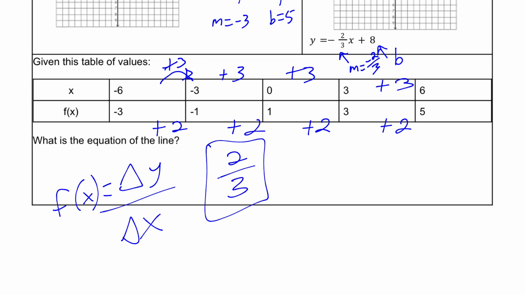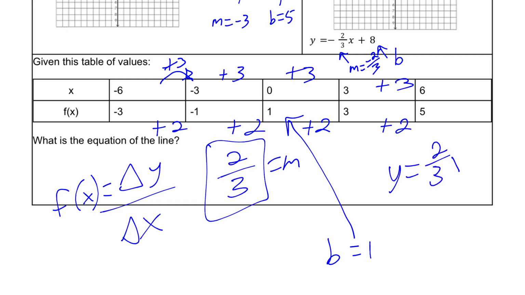What is my b value? Well, the b value is when x is 0, what is y? That's actually right here in the graph. B is just equal to 1. So I can write my equation as y is equal to 2/3 x plus 1. You have to find the m, find the b, and plug them in.